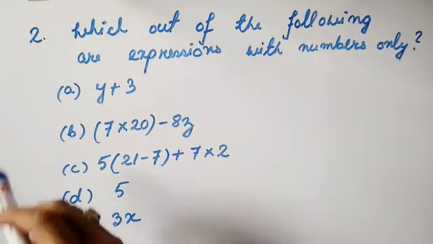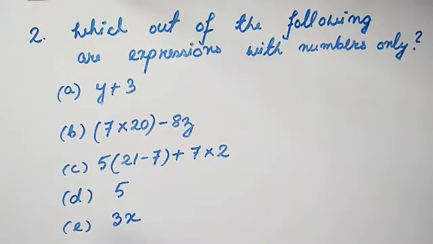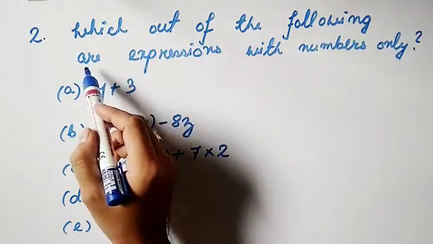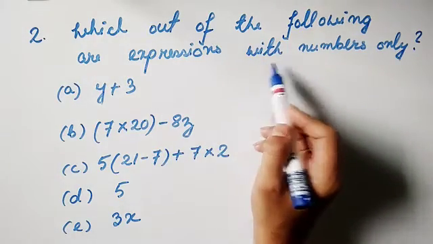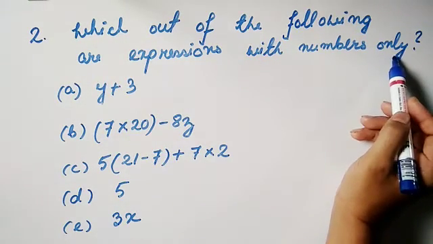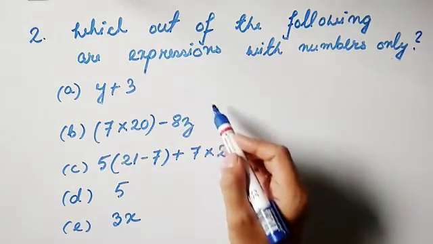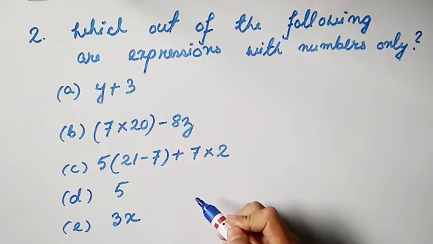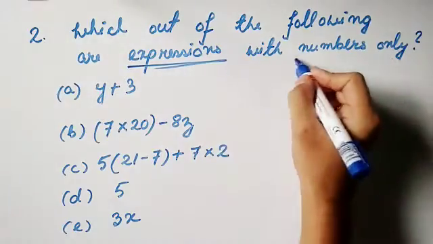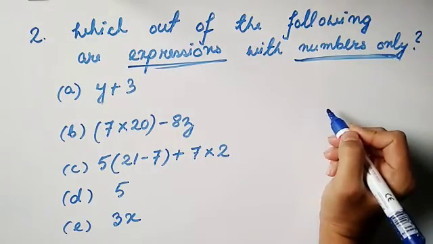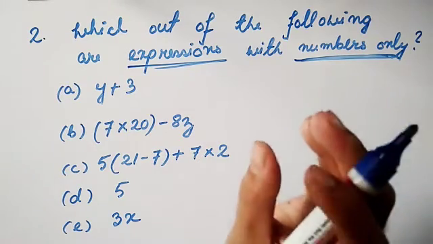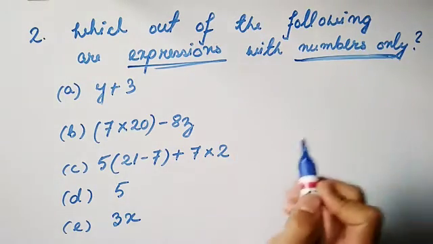Okay then student, next let's read our question number 2. And it says, which out of the following are expressions with numbers only? Okay, so they will be giving us some expressions, and from those expressions we are going to find those expressions with numbers only. Okay, that means no variable involved. Understood? We are going to find the expressions with numbers only.